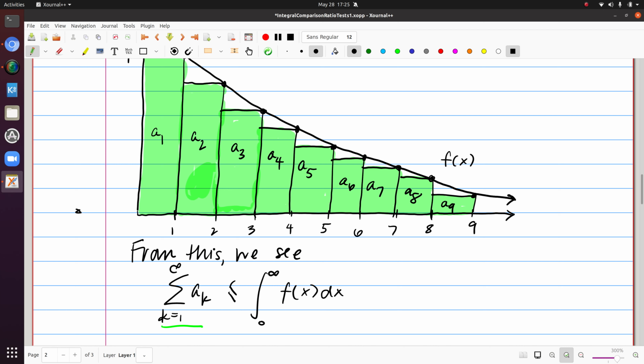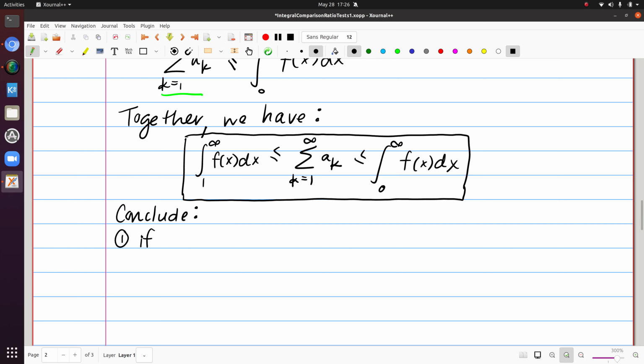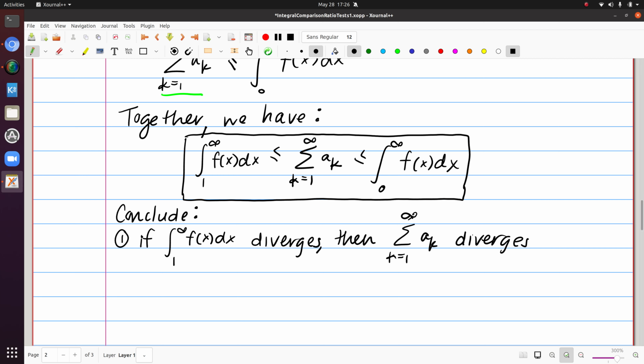And what I want to point out is that we can conclude two possibly useful things here. So one, looking at what I've boxed here, is if we happen to know that the integral from 1 to infinity of this function diverges, then we can likewise say that the sum diverges. And this is just, again, using the inequality. If the integral diverges, we can imagine that it's infinite, but it provides a lower bound for the sum of our series. So our series can't sum to a finite number.